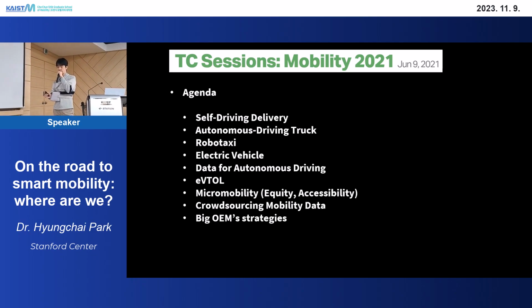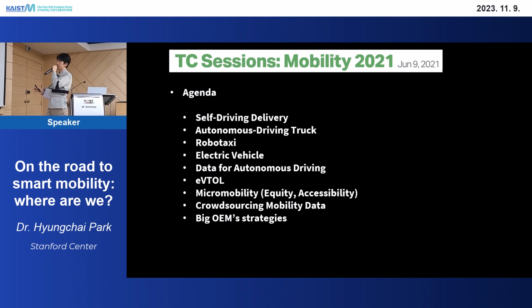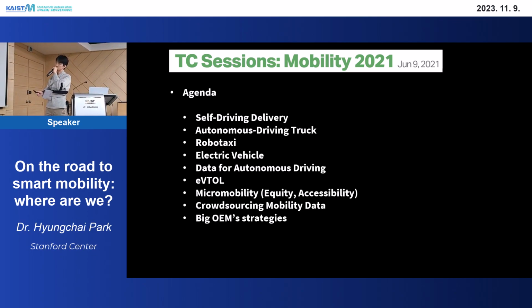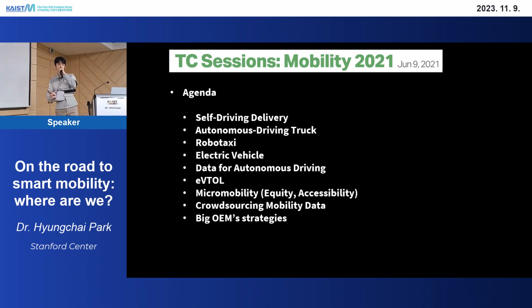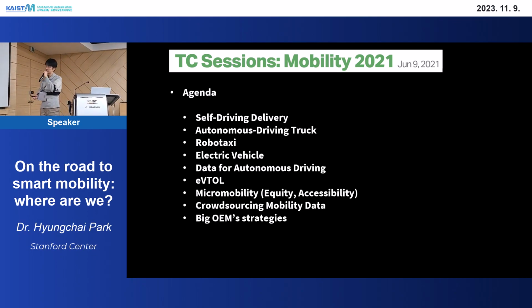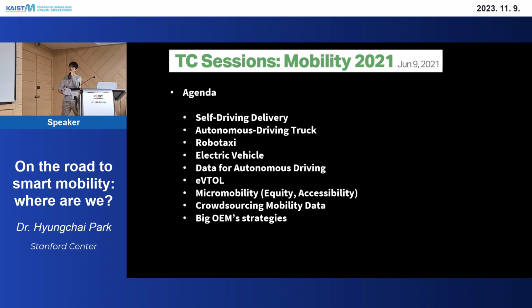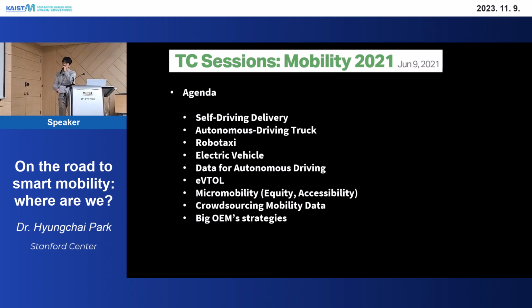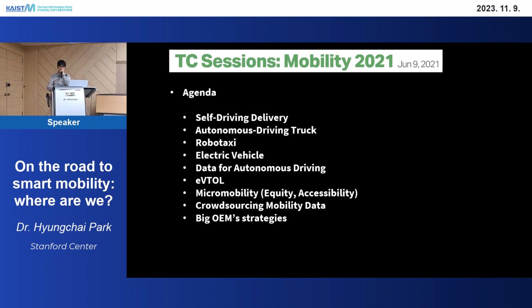They hold sessions on each technology every year. They held the mobility sessions in 2021, and in these sessions, the agenda was self-driving delivery, autonomous driving trucks, which are business models using autonomous driving technologies, robotaxi, electric vehicles, data for autonomous driving, eVTOL, micromobility like shared scooters or bicycles, crowdsourcing mobility data, and big OEM strategies for future mobility.